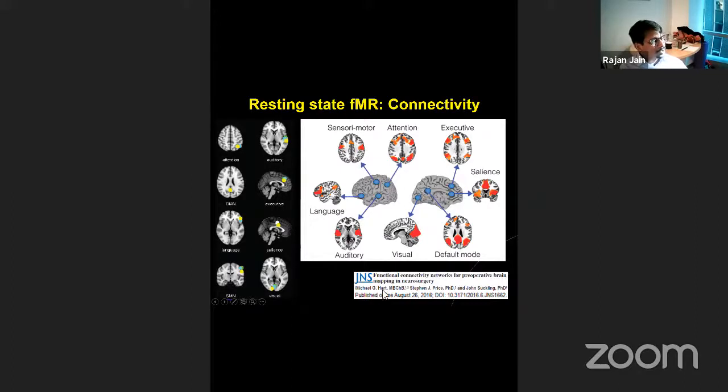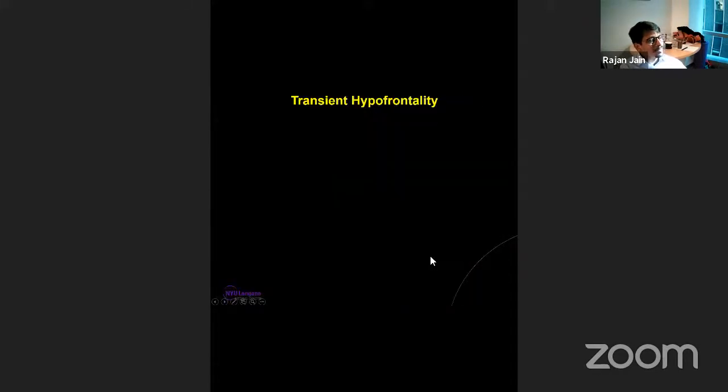It's already published and well established now: with resting state functional MR connectivity, we can look at these different networks: sensory motor, attention, executive network, salience, default mode network, which I'm going to talk a little bit about, language, auditory, and visual. So there are different networks you can look at in the brain using resting state functional MR.